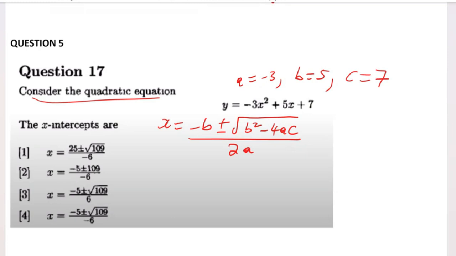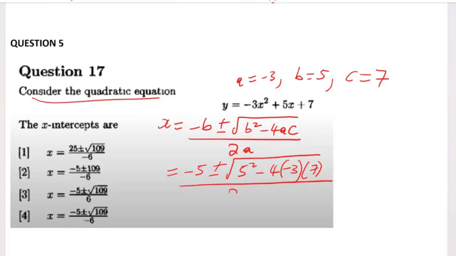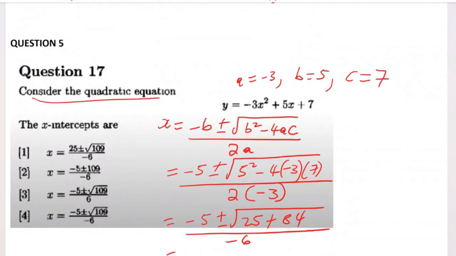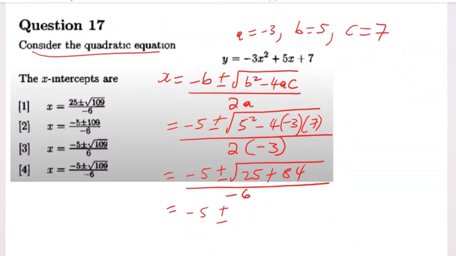It's always good to take these values out of your equation. Once you are done there, what you need to do now is to get these things into your formula. Your b is 5, so you're going to have -5 plus or minus the square root of b squared, 5 squared, minus 4 times a, which is -3, times c, which is 7, and then you divide that by 2 times a, which is -3. The signs are very important, how you work with your signs. So this is going to be equal to -5, and you're always looking at the choice of your answers, plus or minus the square root of 25 plus 84, divided by -6. So this is equal to -5 plus or minus the square root of 109.